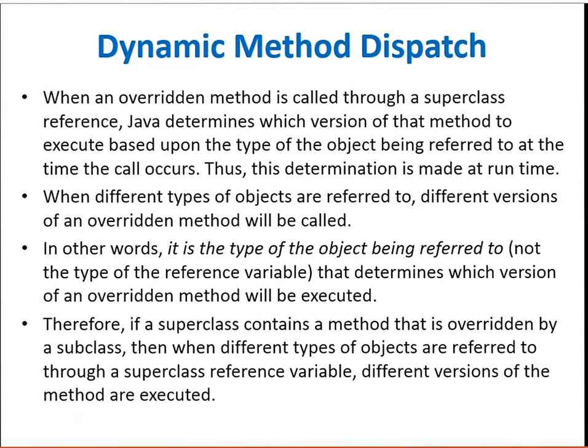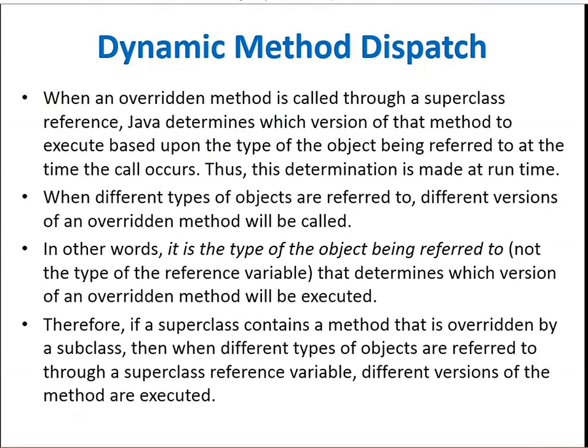For understanding, we'll go through some code. When an overridden method is called through a superclass or parent class reference, Java determines which version of that method is executed based upon the type of object being referred to. Thus, this determination is made at runtime.